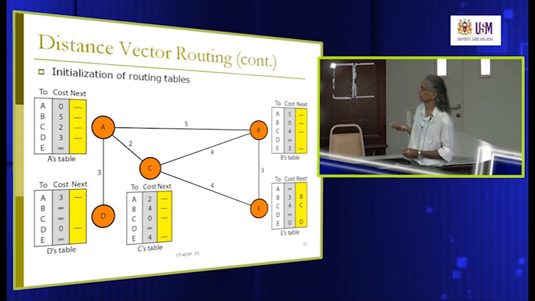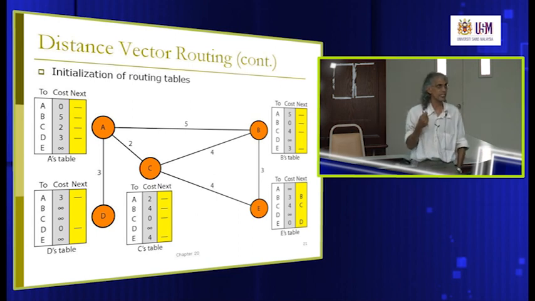Initially the tables will look like this. Each routing table for a particular router will only contain entries which are directly connected to that router. So A is connected to B, C, and D, so it knows that to go to B, C and D costs 5, 2, and 3. To go to E, A does not connect directly to E, so it does not know how to go there. So temporarily I put infinity.